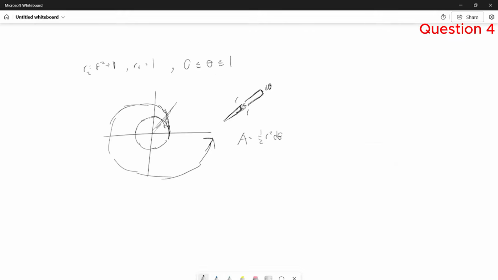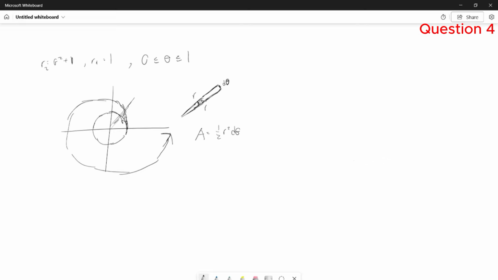Okay, d theta there. So 1/2 r squared d theta. That's the area of one small sector. And you're pretty much adding up the area of all of these small sectors, but you're finding the differences in area between the larger and the smaller one. That's what we're trying to find here. So let's set up our integral.